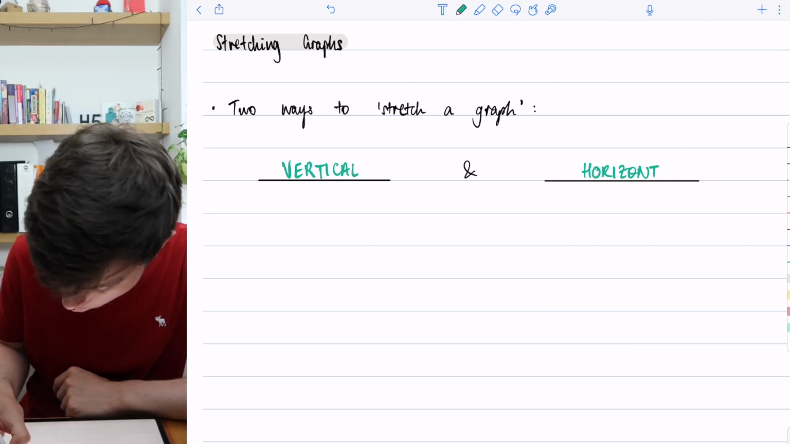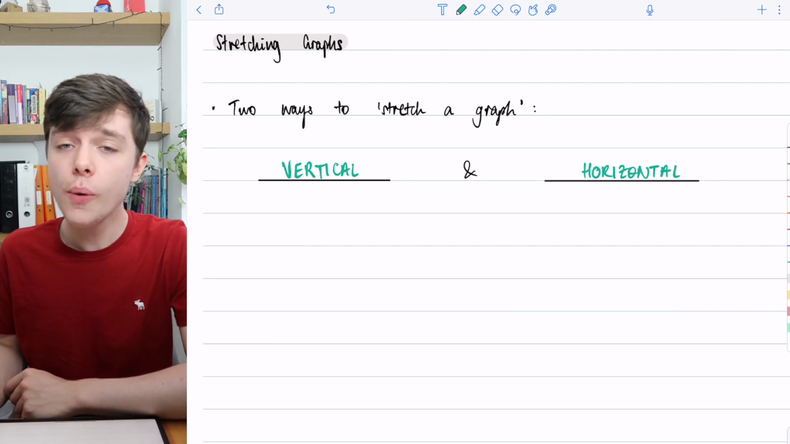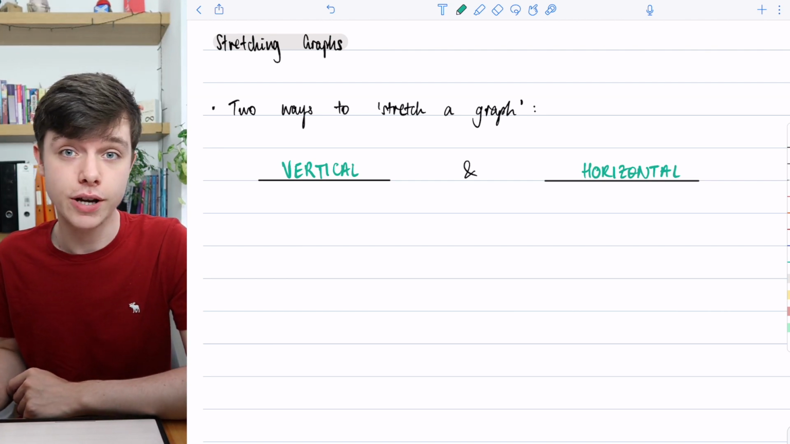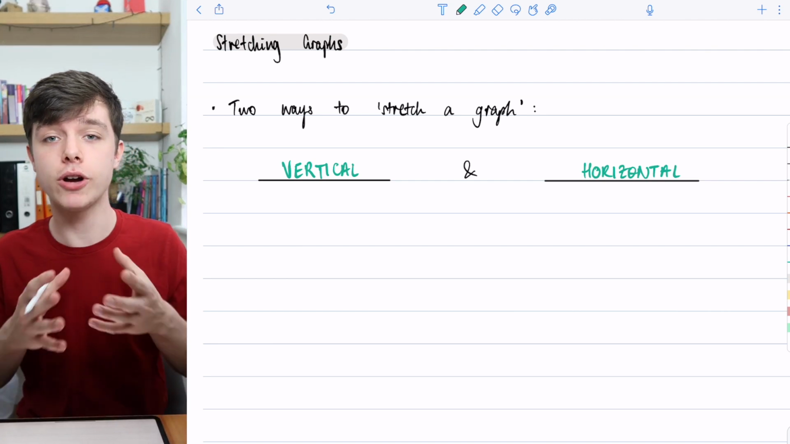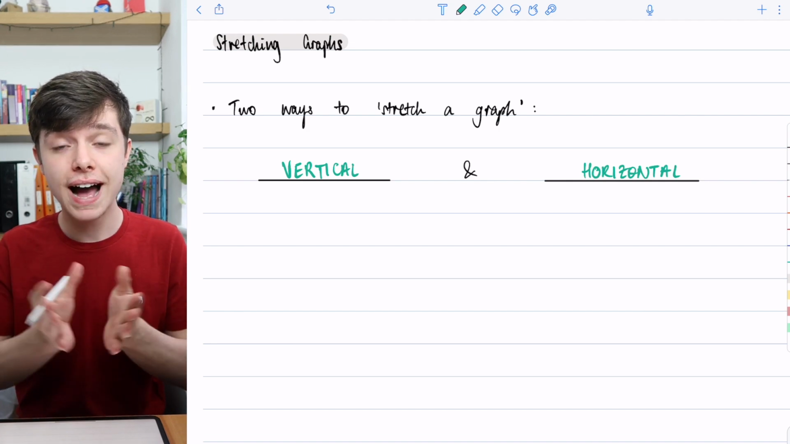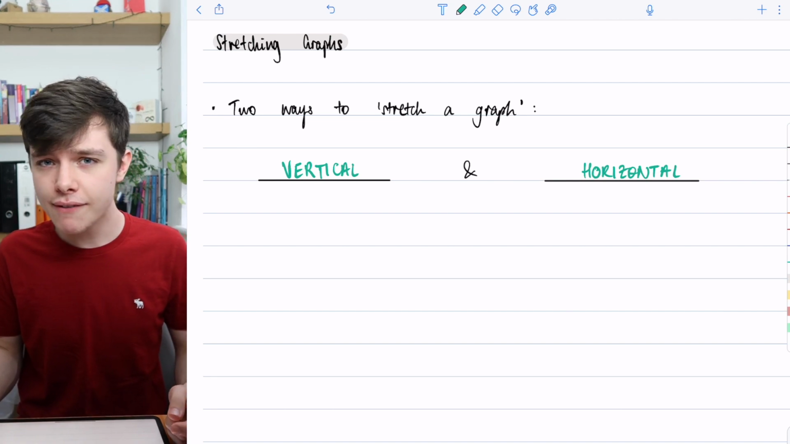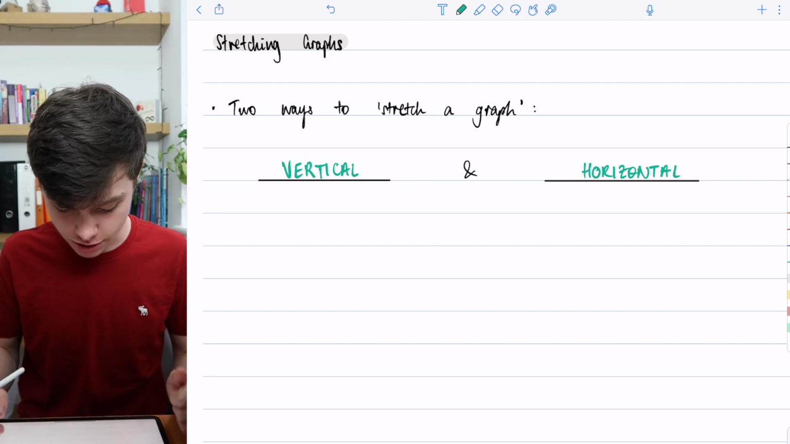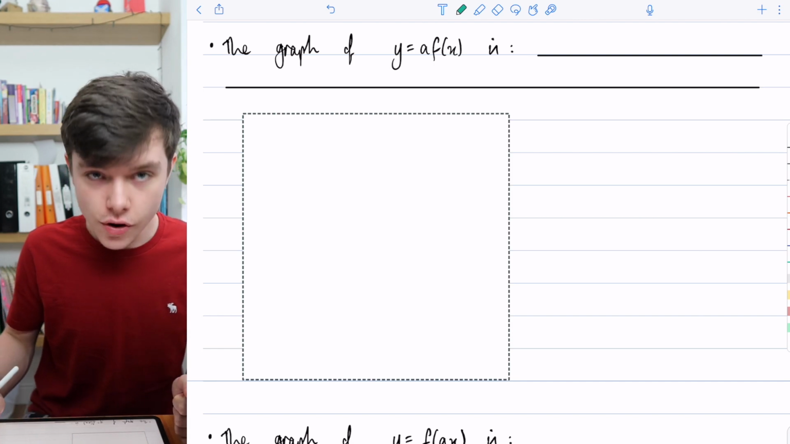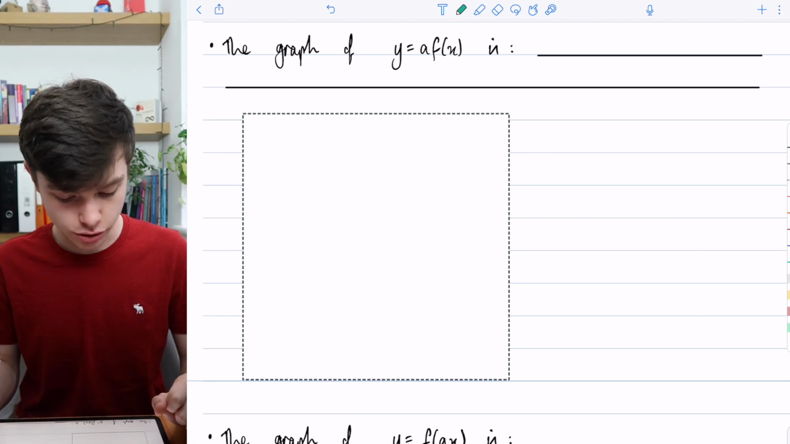Now we can either do one of those, or we can actually do two of those things. We can do both of them at the same time. We can do a vertical stretch, and then do a horizontal stretch as well, okay? But in this video, we're just gonna have a look at doing one of each. So, first of all, let's have a look at a vertical stretch.